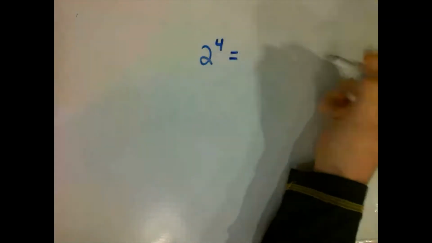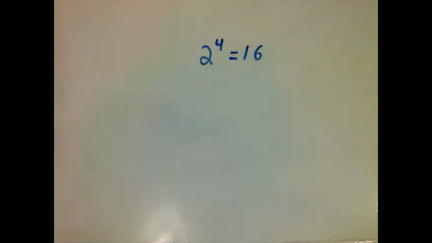Now, assuming we know how to evaluate exponents, we know that 2 to the fourth power means 2 times 2 times 2 times 2. So 2 times 2 is 4, times another 2 is 8, times another 2 is 16. So we'll say 2 to the fourth power equals 16.